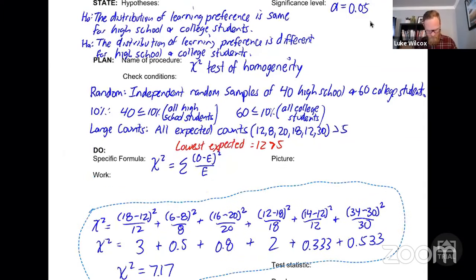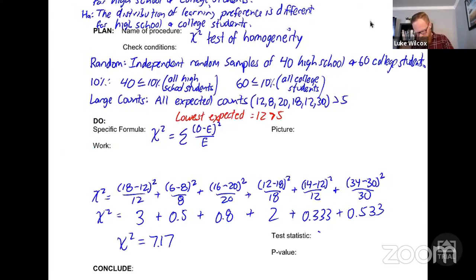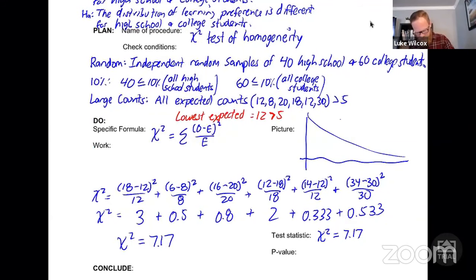Just give myself a little bit of room here. And let's go ahead and record that for our chi-squared test statistic, 7.17. Okay, now that we have our test statistic, we should be able to calculate our p-value. So let's go back to the picture up here. And we talked about the chi-squared distribution yesterday. This particular chi-squared distribution has 2 degrees of freedom. So it's actually going to look like this. This is a chi-squared distribution with degrees of freedom equal to 2.